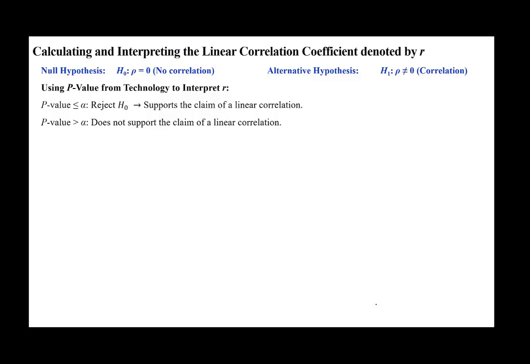Now, you all remember the concept as far as the p-value goes, because most of the time this is done by technology, and the technology gives you the p-value. When the p-value is less than or equal to alpha, you reject H0, which means what? H1 wins in essence, which means there is a correlation. And if the p-value is larger than alpha, do not reject H0, or fail to reject H0, then there is no correlation.